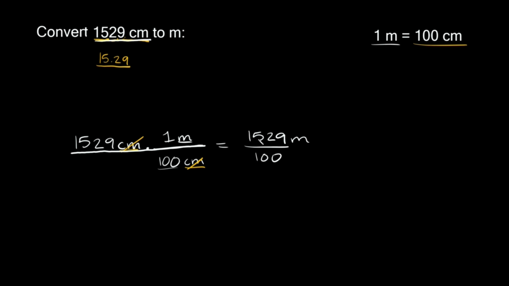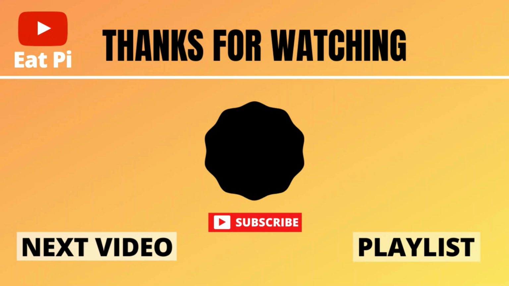Okay, now 1529 divided by 100 is equal to, you guessed it, 15.29. And we still have our units right here, right? Meters, so don't forget those. Bring those over right there, okay? So, in either case, we still get the same answer, right? So 1,529 centimeters is equal to 15.29 meters.